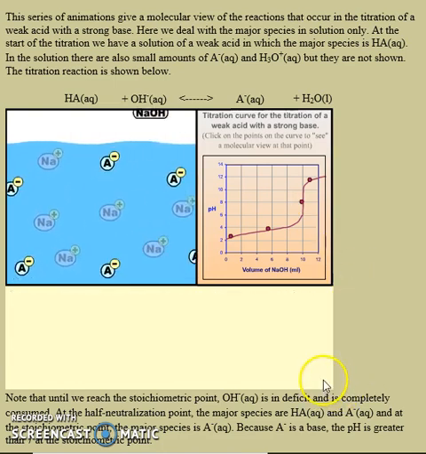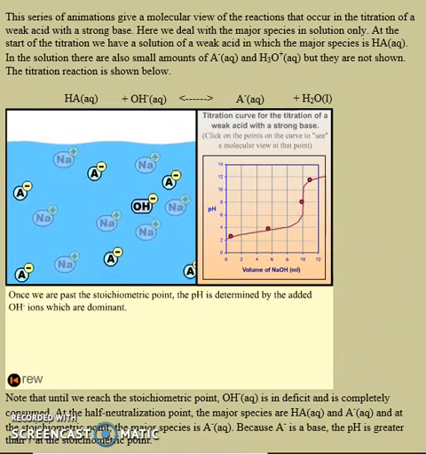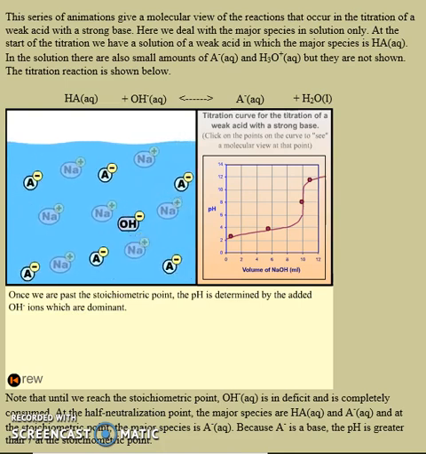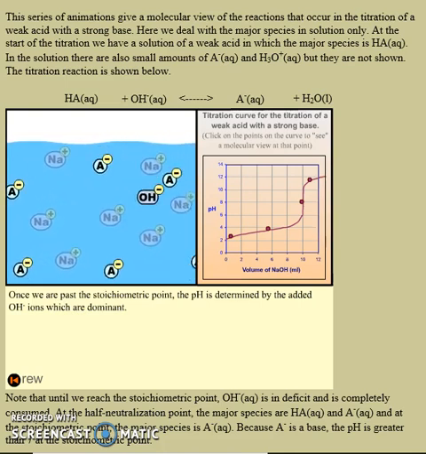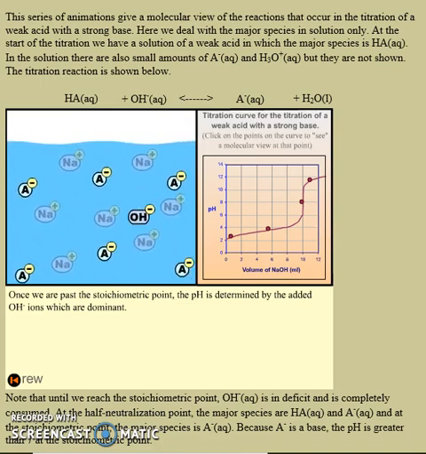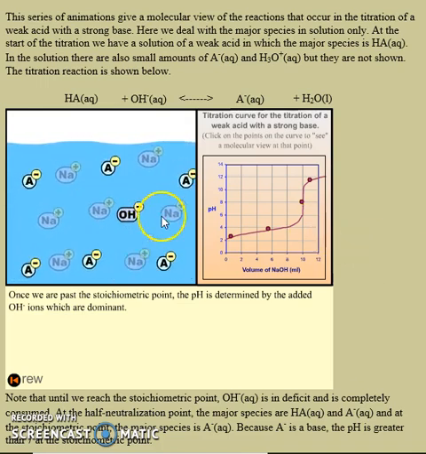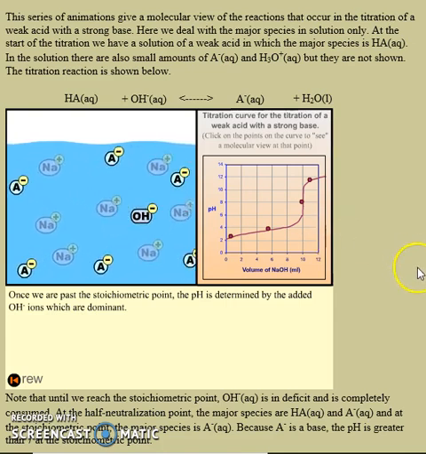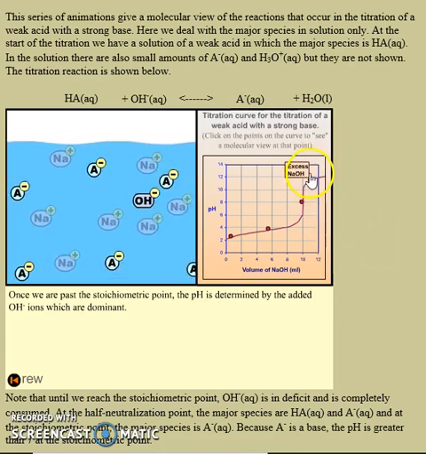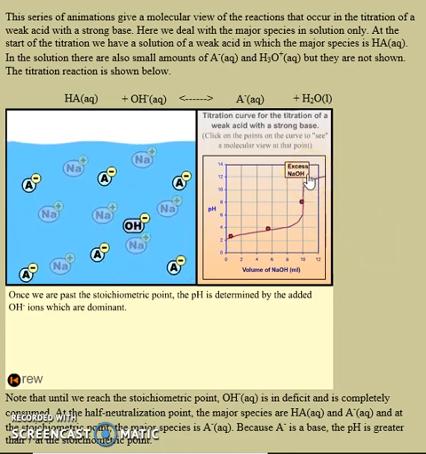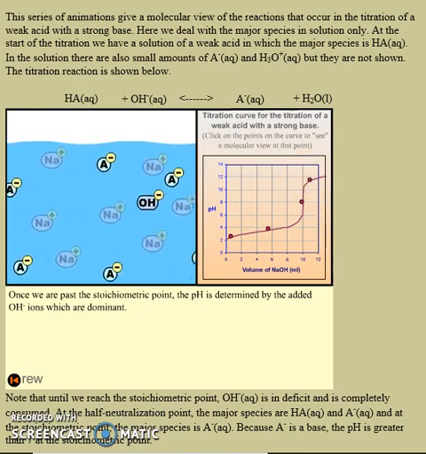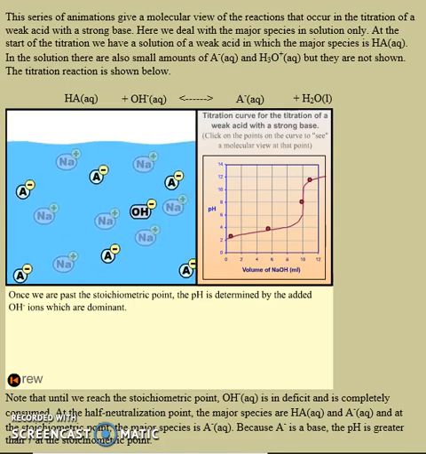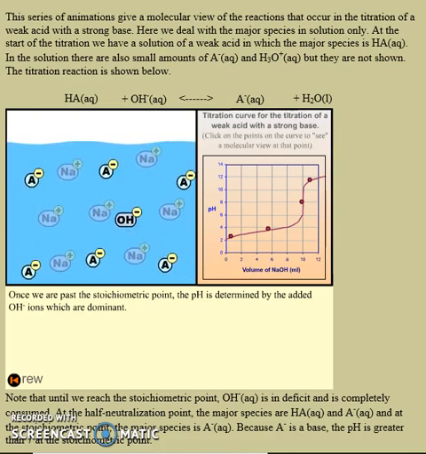Let's continue on, and we're going to add some more NaOH. Once we are past that stoichiometric point, or that equivalence point, the pH is determined by those additional OH⁻. So now we have more OH⁻ that are going to say, oh yeah, our pH now is going to be that excess NaOH value. Okay, so hopefully you drew the titration curve and those particle representations.